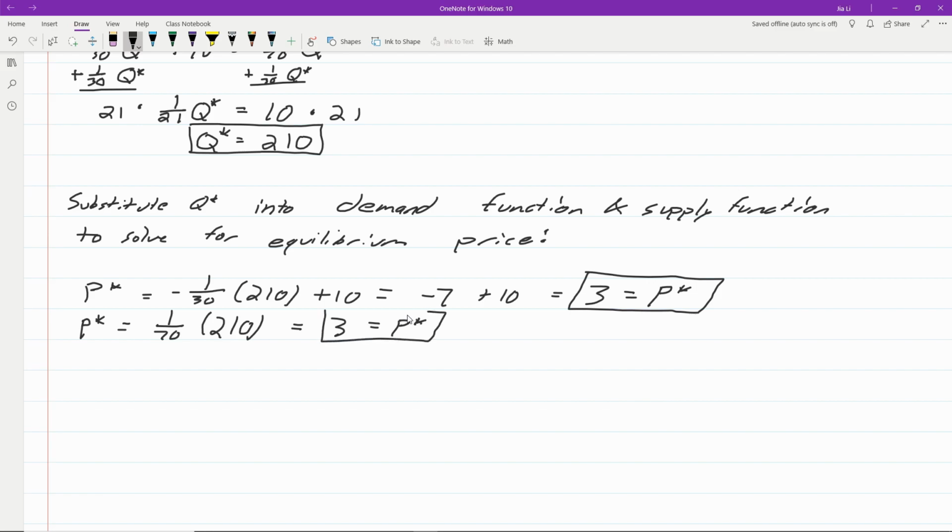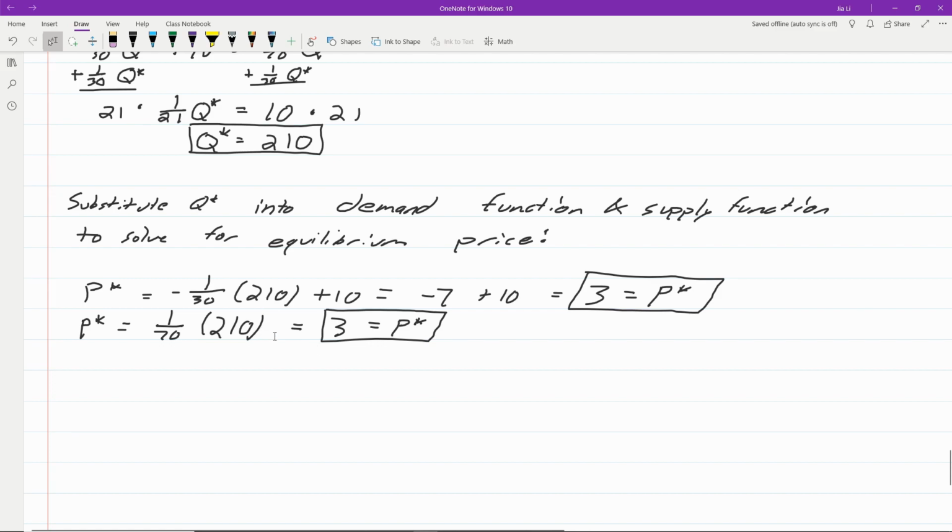Now, it gives us the same answer, so you might ask, well, what's the point of doing it twice then? Why can't I just choose the demand function or the supply function and just do the one calculation and then get the price that way? Well, you can do that, but it's a much safer way to double check your answer if you do it both, if you substitute in the quantity into both the demand and the supply function.